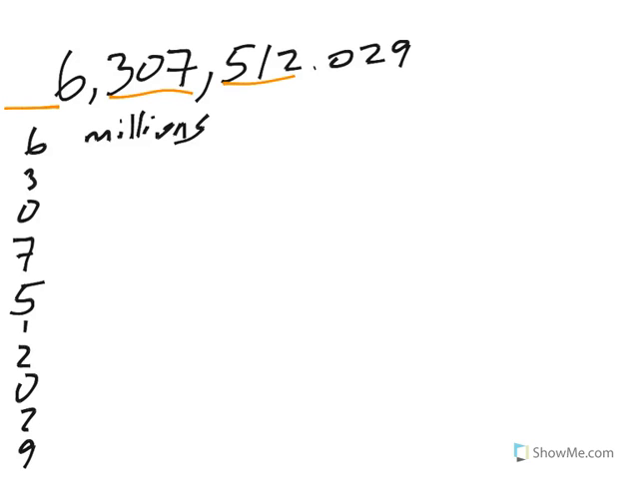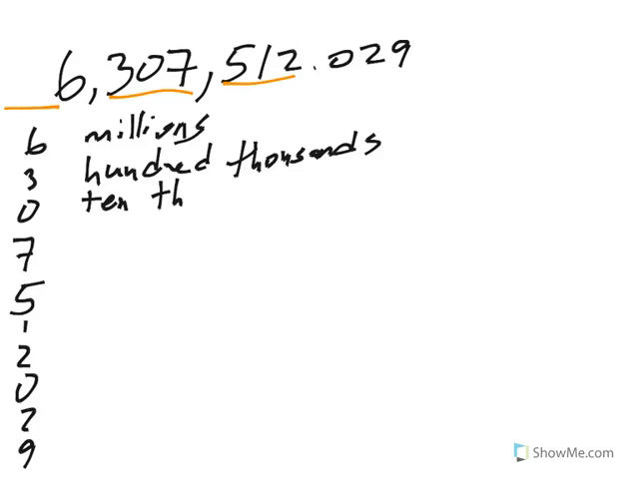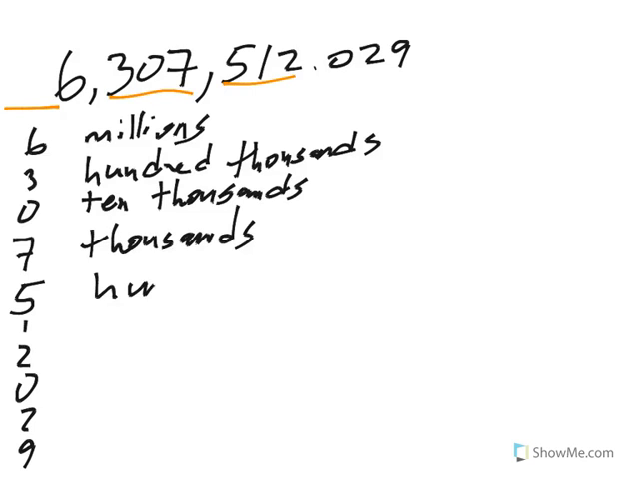And then I've got 300,000. So the place value is the 100,000s place. Then I've got no 10,000. So the place value is the 10,000s place, but I don't have any of them. But whatever, I'm doing place values in this second column here. So I've got 7 in the thousands place. I've got a 5 in the hundreds place. I've got a 1 in the tens place. A 2 in the ones place.